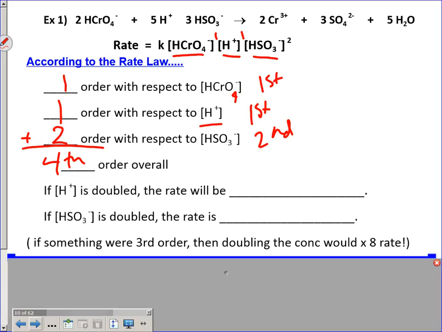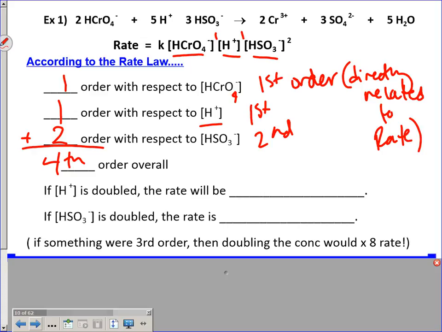So that's how you speak the language when you talk about orders. So here's the relationship. If something is first order, if I double the concentration of that reactant, it's exactly mirrored in the rate. So in first order reactions, whatever happens to the reactant happens to the rate. They're directly related. So if I double H plus, if I take the concentration of H plus and multiply it by 2, the rate will also double or be multiplied by 2.